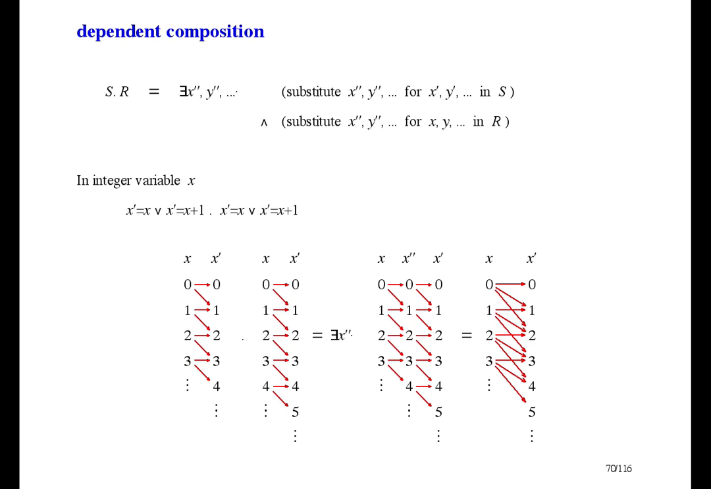Now let's look at a picture of it. The leftmost column says that either x stays the same or is increased by 1. That's being composed, see the dot, with the same thing again. The definition of dependent composition says there's an intermediate state, and the final result shows that from 0 you can get to 0, or 1, or 2. Actually, to get from 0 to 1, there are 2 routes, but the final answer doesn't say anything about how many routes there are.